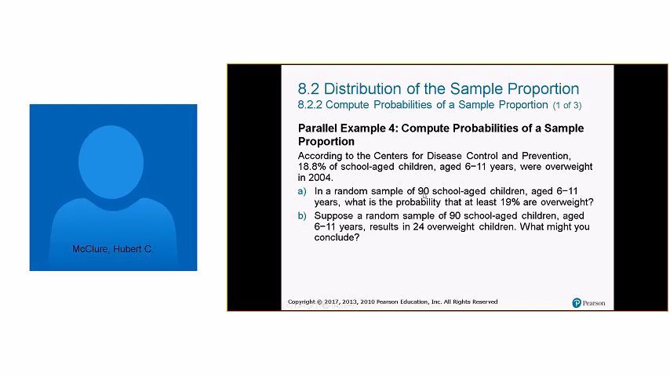In a random sample of 90 school-age children aged 6 to 11, what is the probability that at least 19% are overweight? Suppose a random sample of 90 school children aged 6 to 11 results in 24 overweight children. There, 24 is going to be N. What might you conclude? And I'll wait till you write that down.